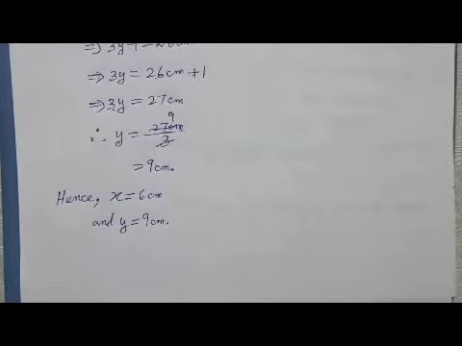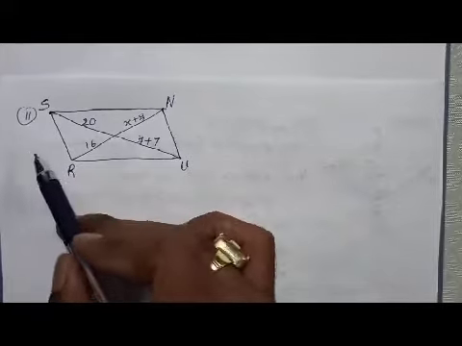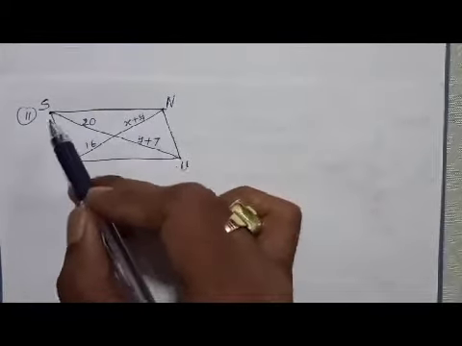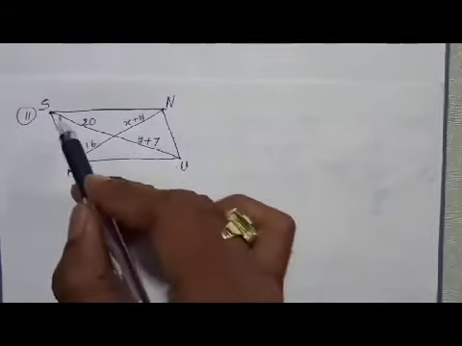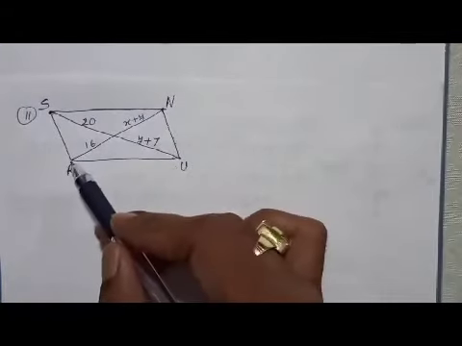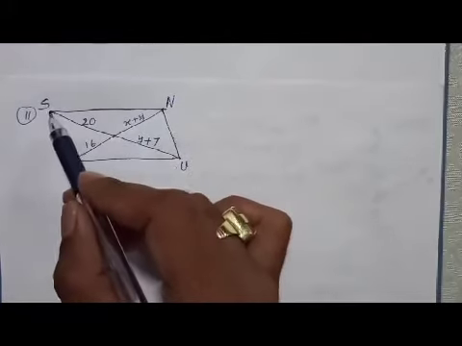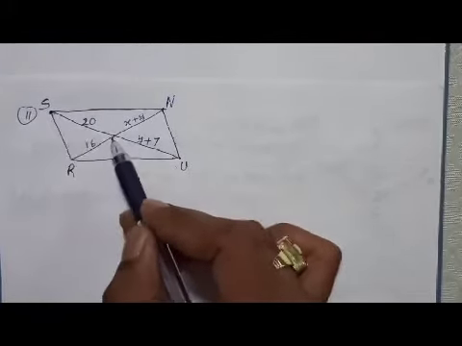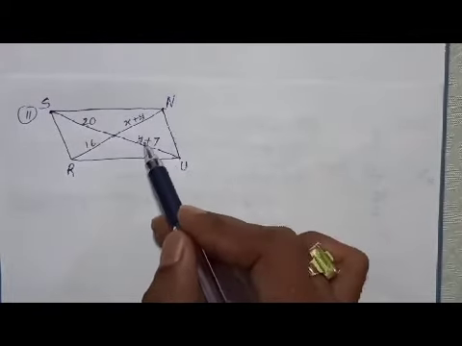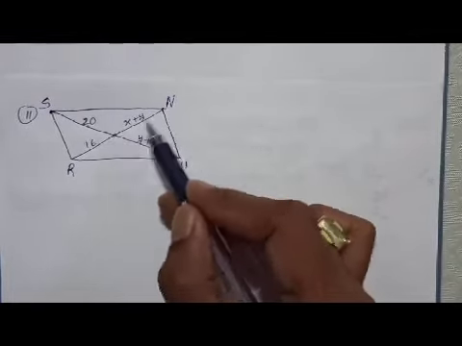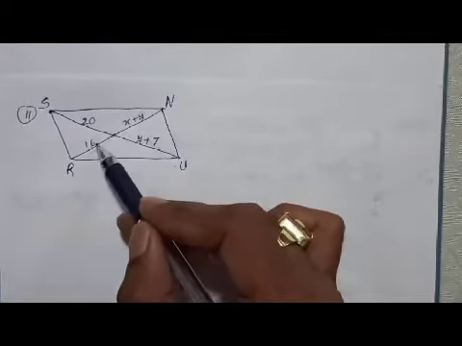Let's try the next question, Roman number 2. RUNS. This is a parallelogram and SU is a diagonal and RN is the second diagonal. They are intersecting at that point, and from here up to that, this is 20 centimeter. From here up to that, this length is y plus 7, and from this point up to that point is x plus y, and R to this point is 16 centimeter.